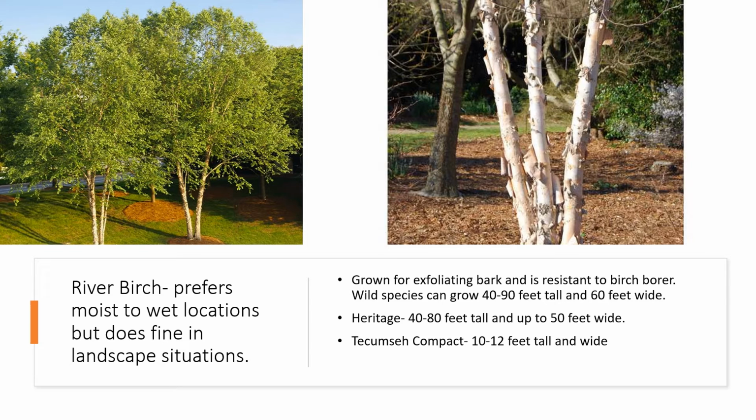In the wild, some of these can grow 40 to 90 feet tall and 60 feet wide. And you can see as far as the straight selection goes, you probably wouldn't want to put that too close to the house because of that size. And you need to make sure that you know that going in. If a landscaper is putting in a river birch, definitely ask what cultivar it is because they have planted a lot of these way too close to houses.